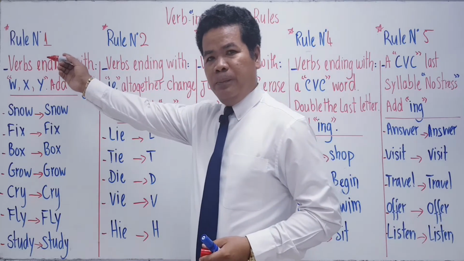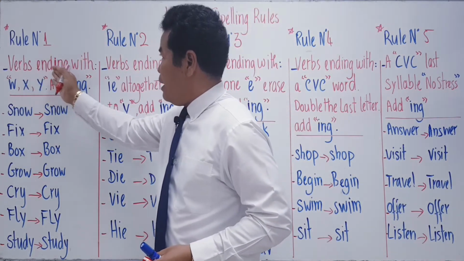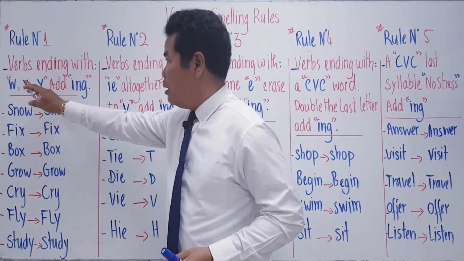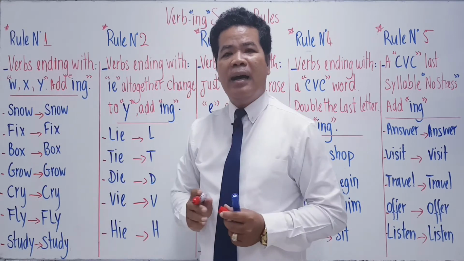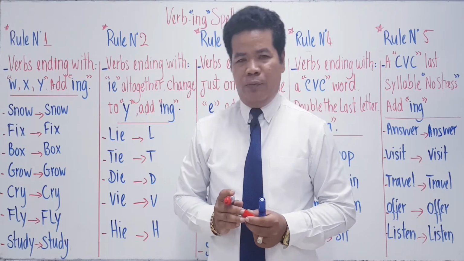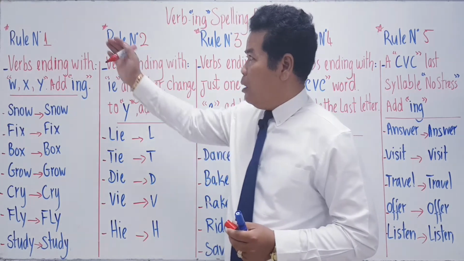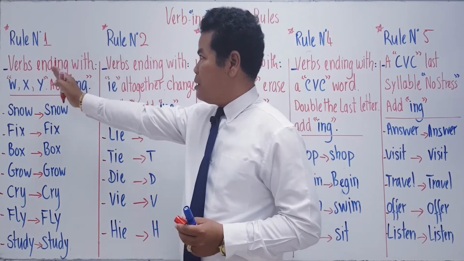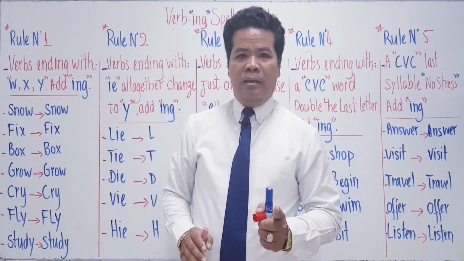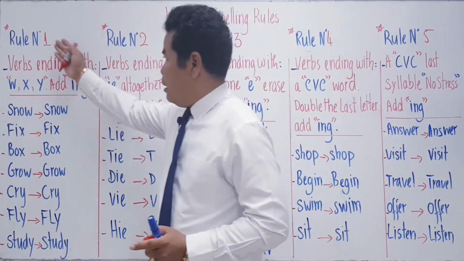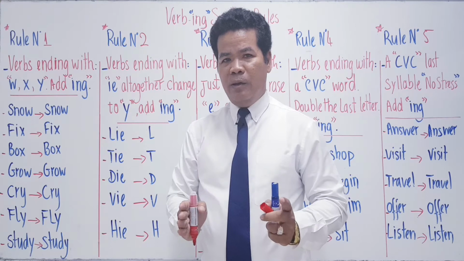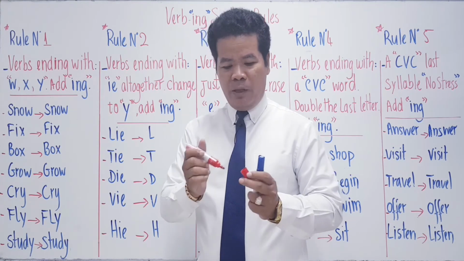Rule number 1. Verbs ending with W, X, Y, we just add ing for the ing spelling rule. Again, rule number 1, all verbs ending with W, X or Y, we add ing to the verb. Just remember, you don't need to understand, just remember the verb.